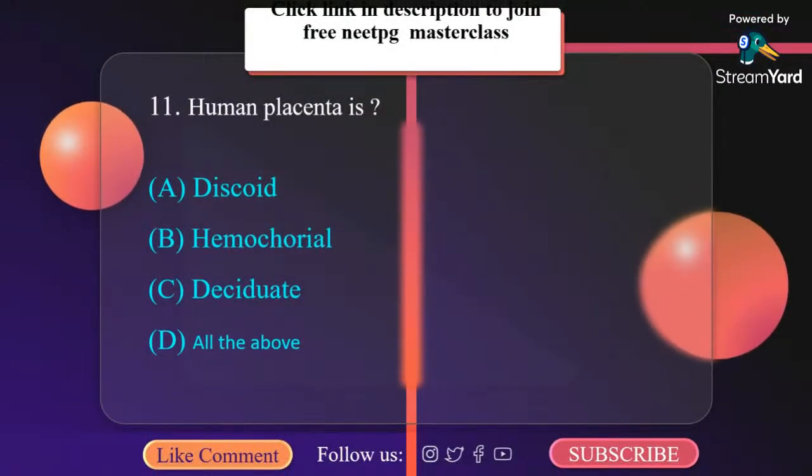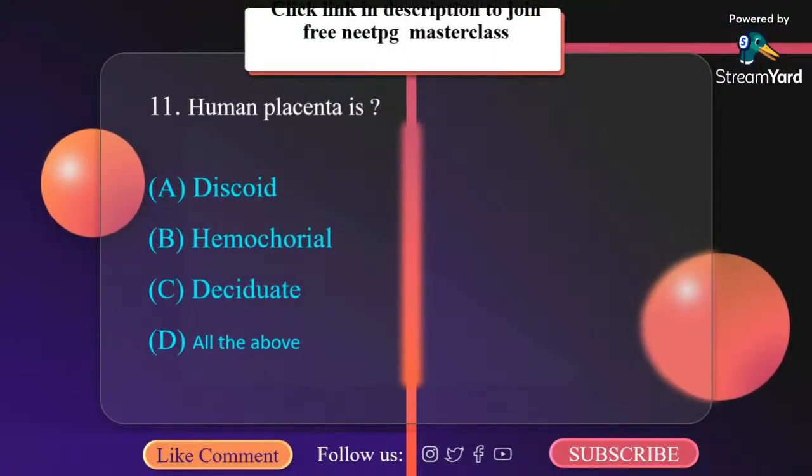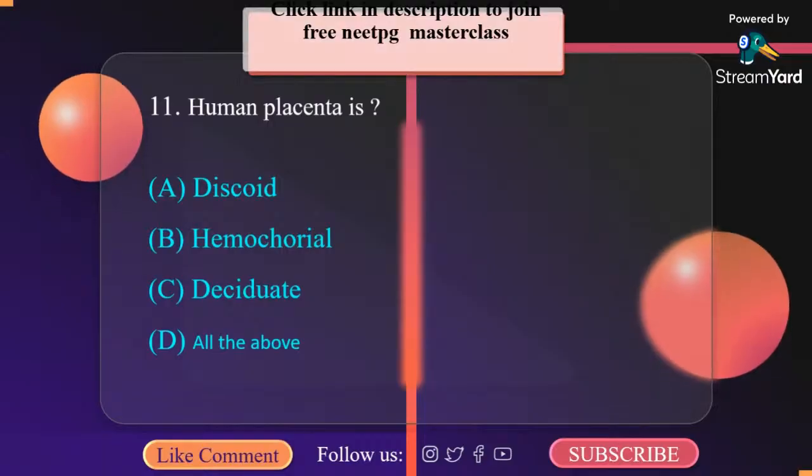Human placenta is: A. discoid, B. hemochorial, C. deciduate, D. all of the above. It is all of the above.